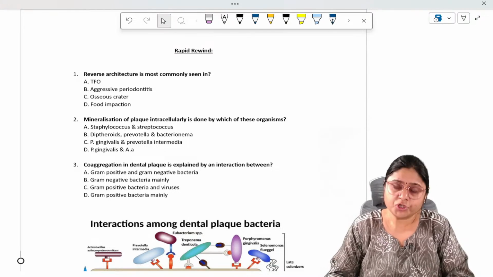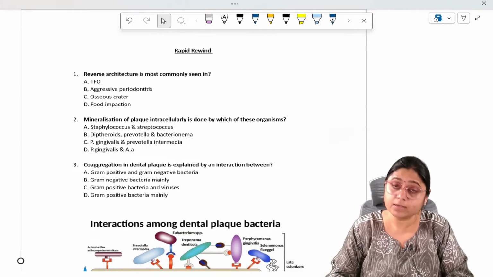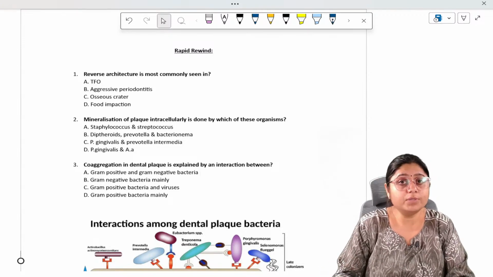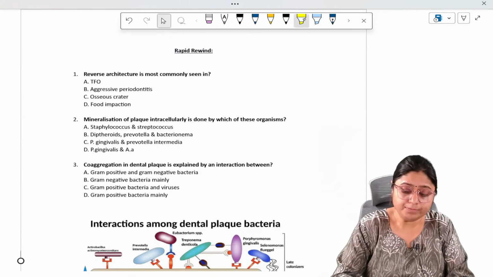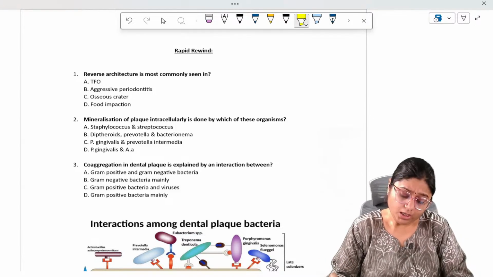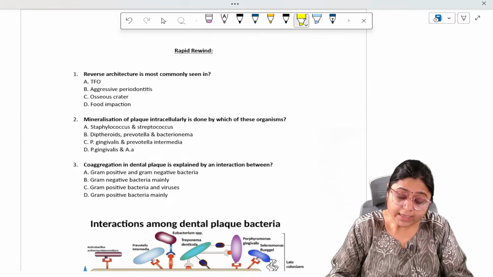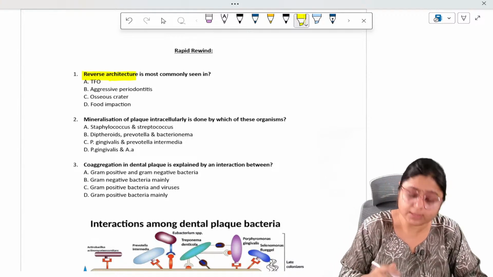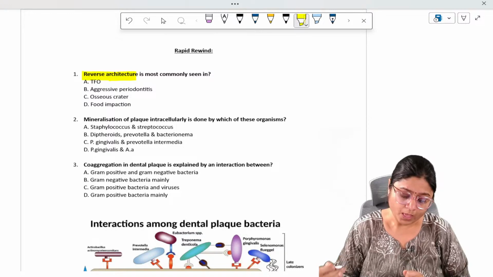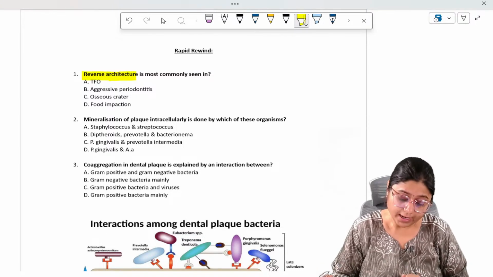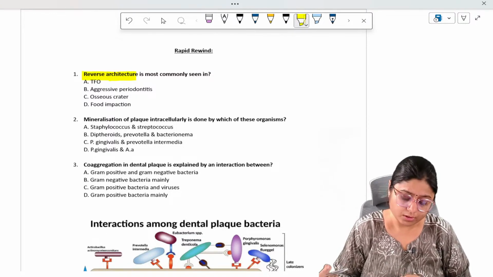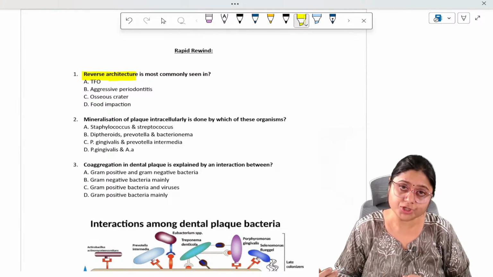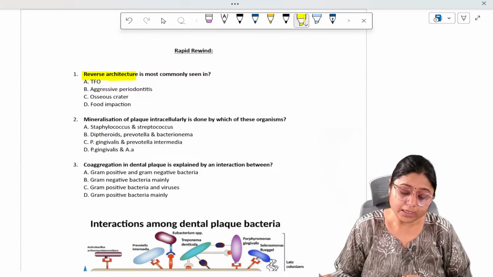The first question is one which I think every day some other student is asking me. The question is: reverse architecture is most commonly seen in which of these? Option A, trauma from occlusion. Option B, aggressive periodontitis. Option C, osseous craters. Option D, food impaction.